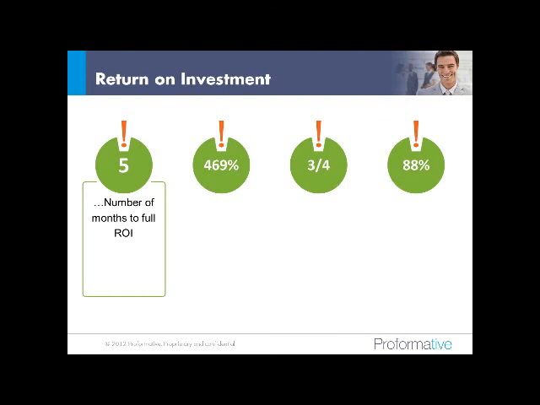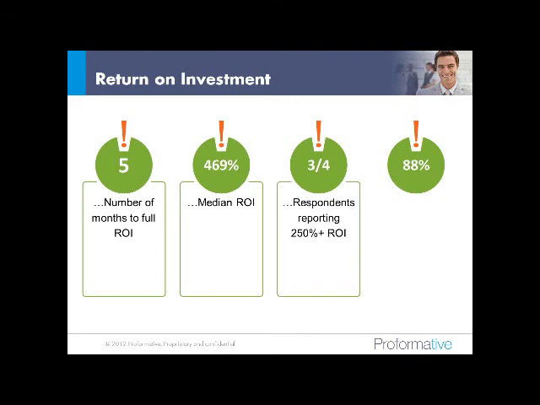So 5 was the number of months to full payback of the return on investment of the system. Now, I say payback because it took 5 months to get back what you paid for the system. And this is a survey that was performed over 250 companies. Of those, their median return on investment was 469%. 3 out of 4 respondents reported a higher than 250% ROI. And 88% of them cited payroll error elimination alone as one of the factors paying for the system.